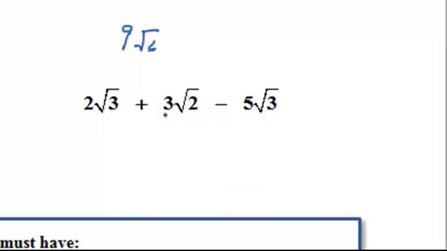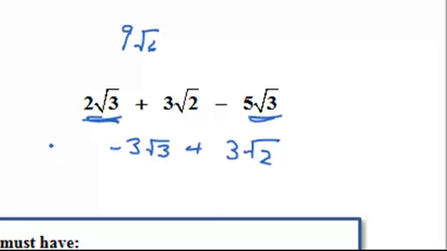Last one. 2 square root of 3 plus 3 square root of 2 minus 5 square root of 3. Which one? Negative 3 what? Okay, so you want negative 3 square root of 3? Then what? Plus 3 square root of 2. That's correct. So we combined the 2 like terms, and this one was not a like term because the radicand was different. They're all square roots, but these had a radicand of 3, and this had a radicand of 2. Does anyone have any questions?